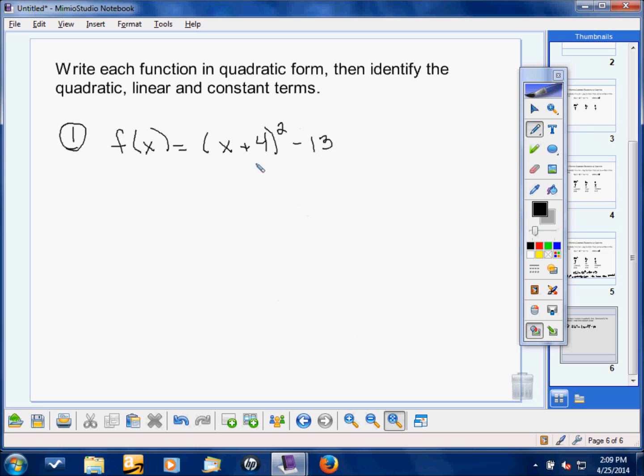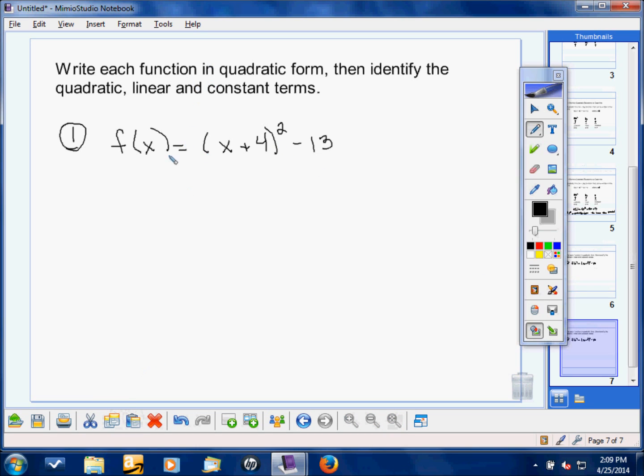Nope. Because you don't just have something times x squared plus something times x plus something else. So we're going to have to do something to get it into that form. In other words, we're going to have to multiply this out and put like terms together. Foil it, absolutely. We can do it in our heads, if you're good at doing it in your head.